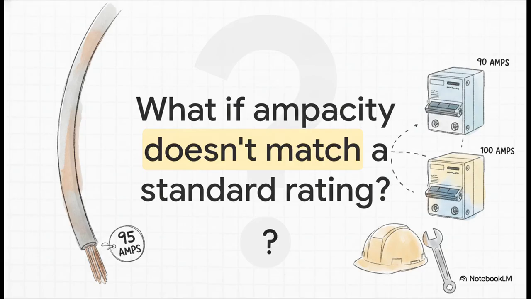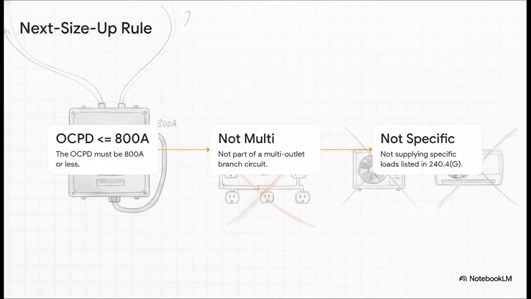But let's look at a real-world problem. What happens if your calculated conductor ampacity doesn't perfectly match one of these standard breaker sizes? Just imagine, you're on a job site, you're staring at a conductor rated for exactly 95 amps. But you look in the back of your truck, and standard breakers only come in 90 amp or 100 amp sizes. What do you do? Well, this brings us to what is basically every electrician's favorite loophole, the next size up rule, found in 240.4(B).